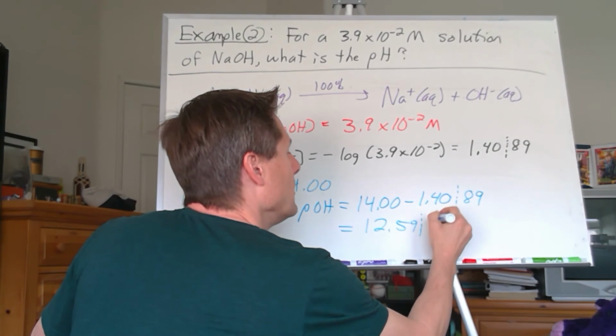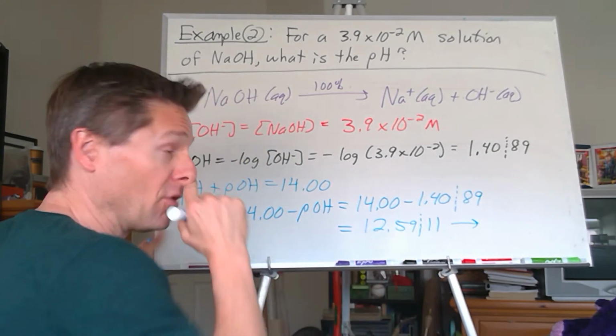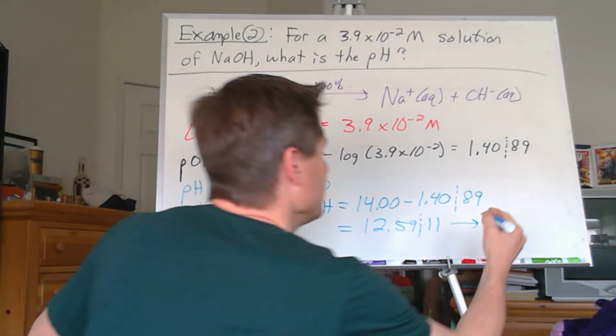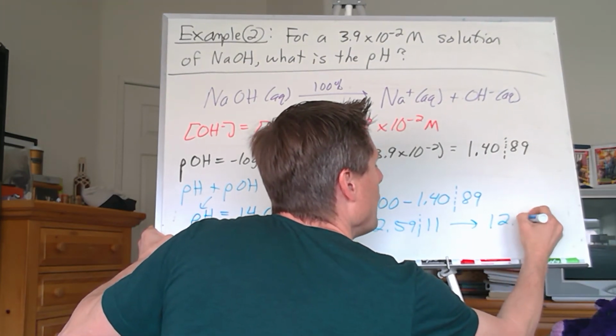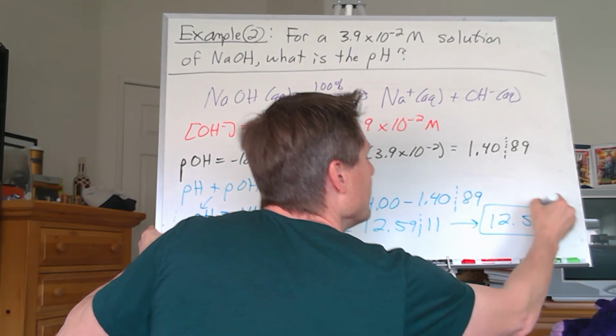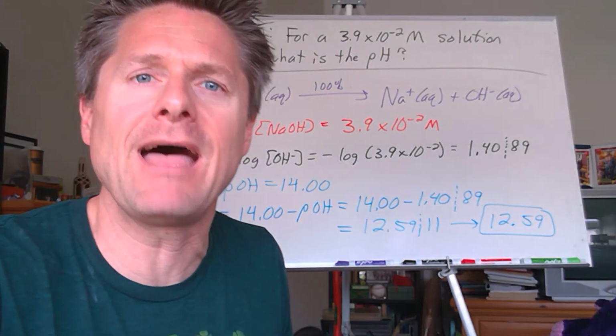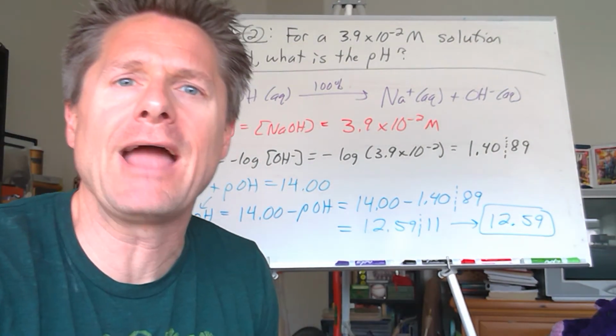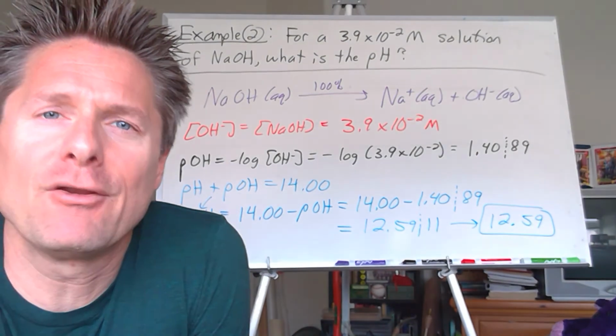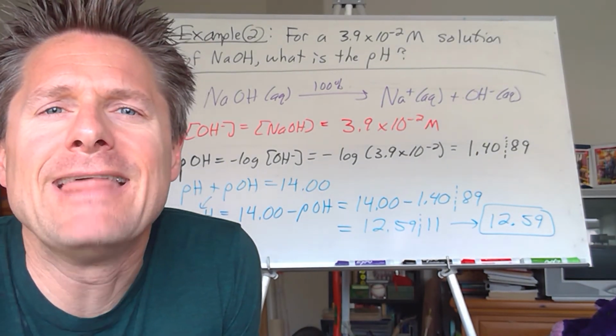with a 1 after it, so it's closer to 12.59 than 12.60. So that will stay at 12.59. And does that make sense to us? Yeah, that's a number bigger than 7, closer up. So the higher that pH, the higher the concentration and the stronger that particular base is.